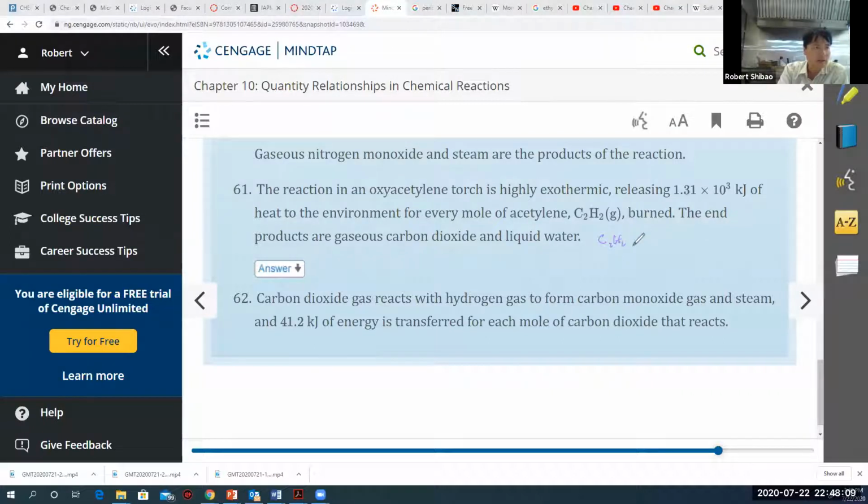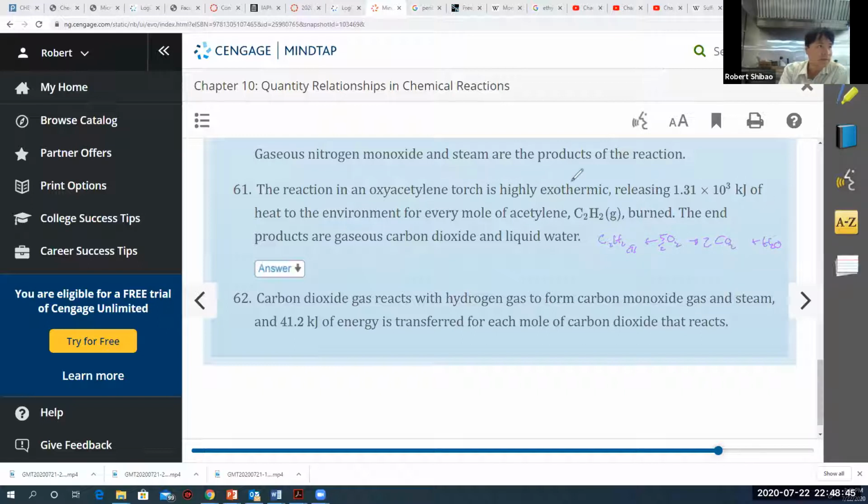C2H2, that's acetylene, that's a gas, plus O2 is going to yield CO2 and water. And so we have 2 carbons here. That means we need 2 CO2s. We have 2 hydrogens here, so 1 water is okay. Then we have how many oxygens? 2 times 2 is 4, plus 1 is 5. And so the easiest way is, well, this: I'm going to do 5 halves, because 5 halves times 2 gives me 5 oxygens, and that's what I need. 5 oxygens on the left, 5 oxygens on the right. And so I can leave it like this.